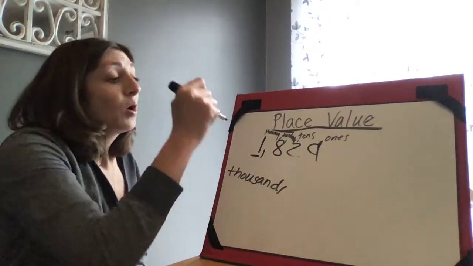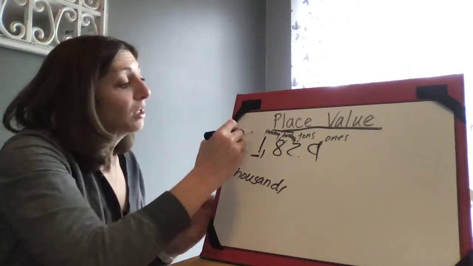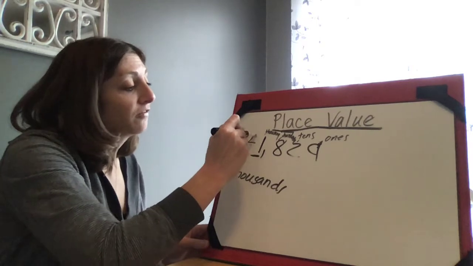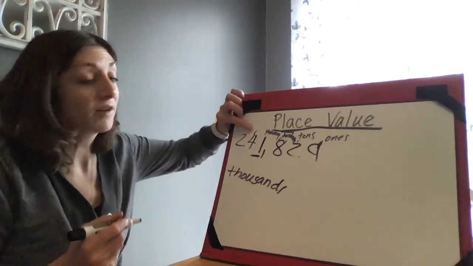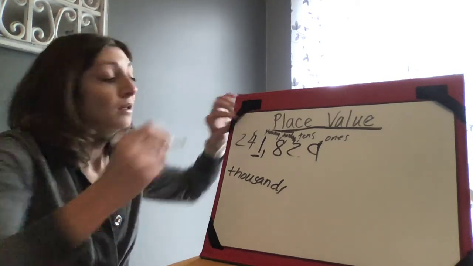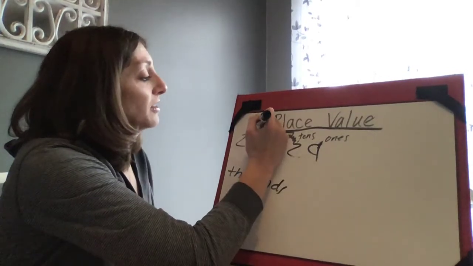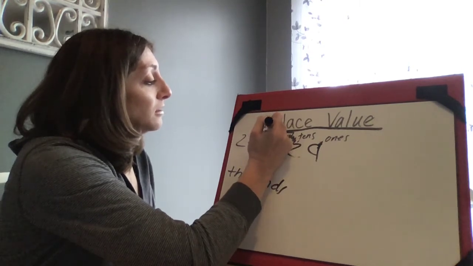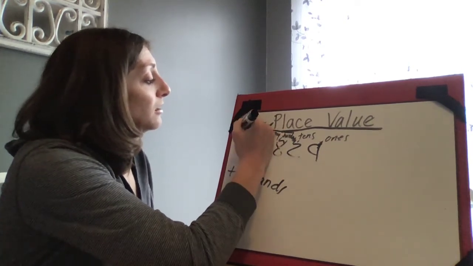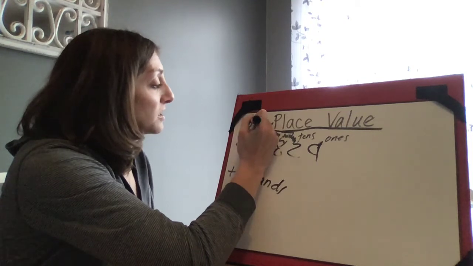Now, if I continued and I had maybe a 4 and a 2, this would then become what? What place value is this in? Good. The 10,000s. And this would be in the? Good job, the 100,000s.